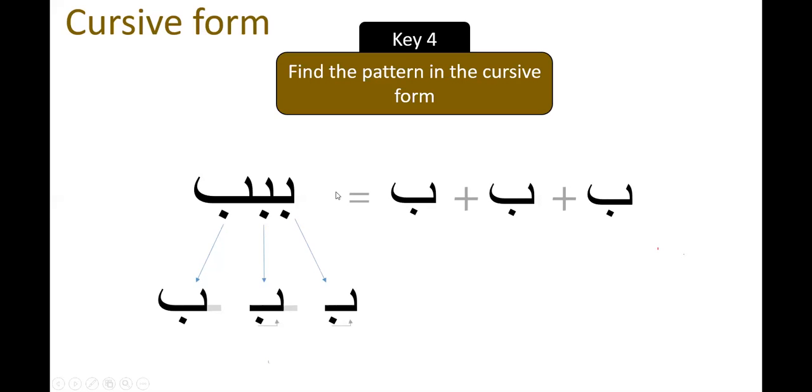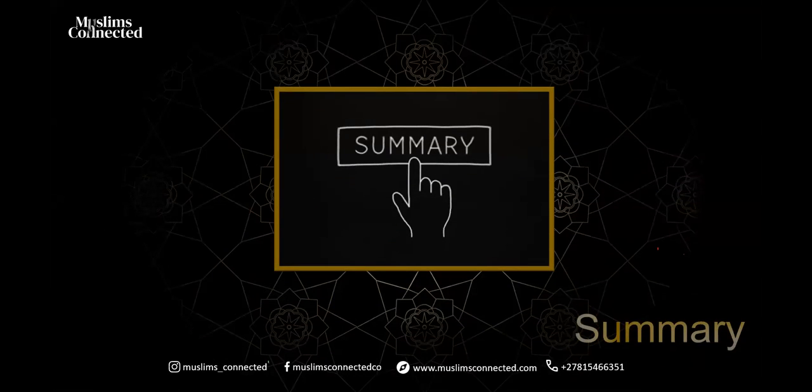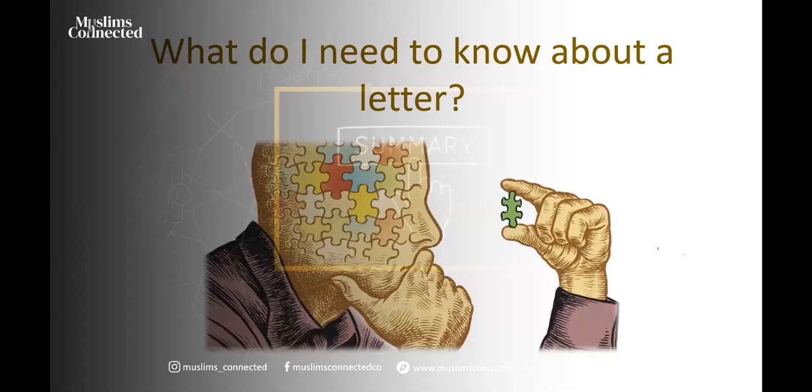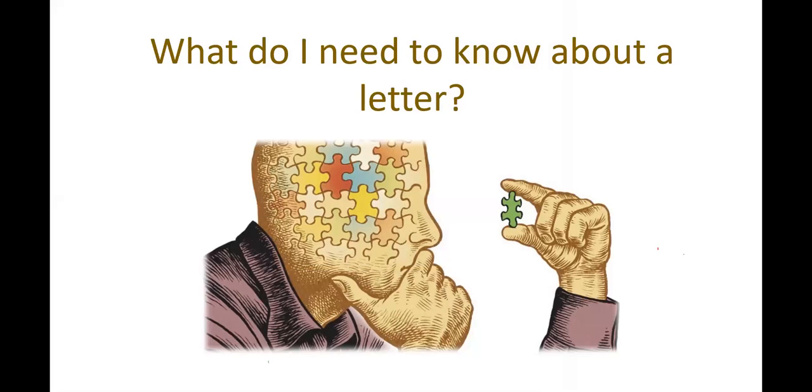We said find the pattern in the cursive form, right? And when I say find the pattern, I mean find the basic pattern. If you master this, you will be able to apply it to all the letters. But if you do not master this, and every time you see Arabic text you ask yourself, what's going on here? That's not the letter I saw in the Arabic alphabet. That's going to be a problem, right? So we want to find the pattern in the cursive form. So let's summarize what we spoke about. What do I need to know about the letter?